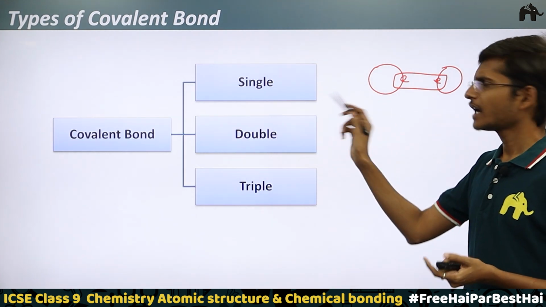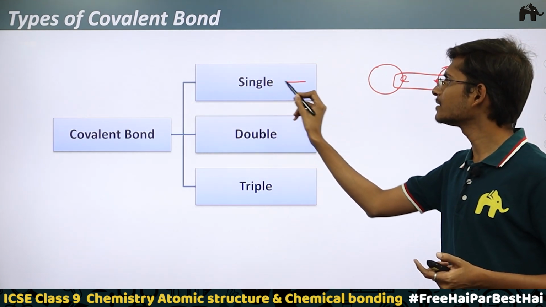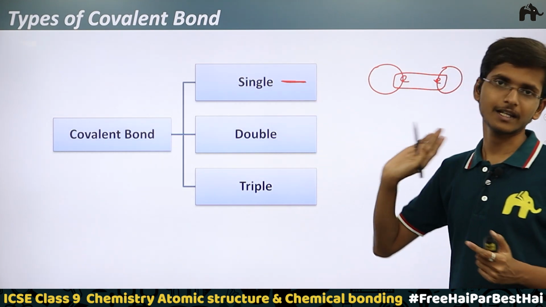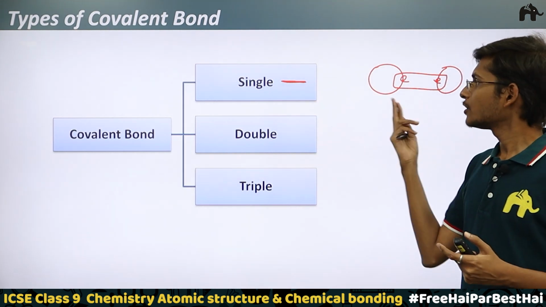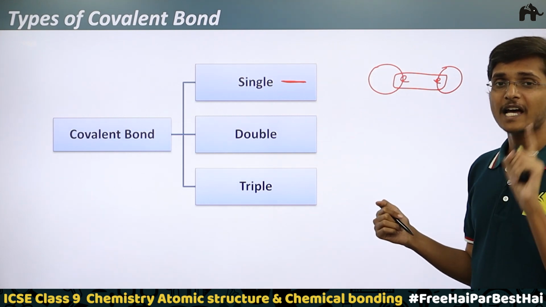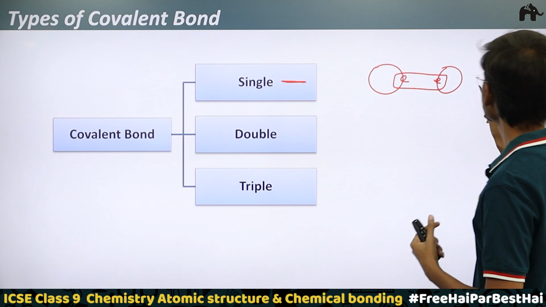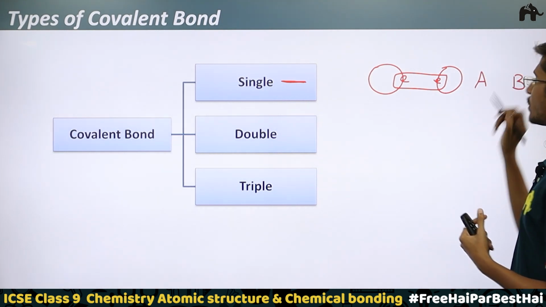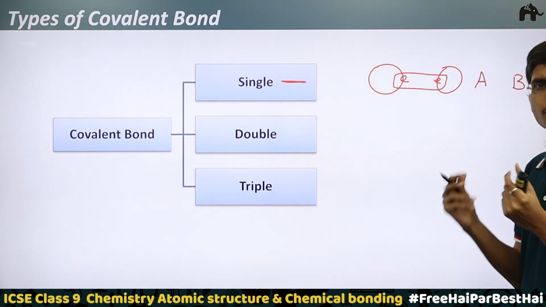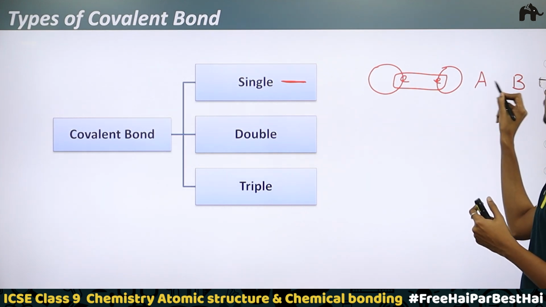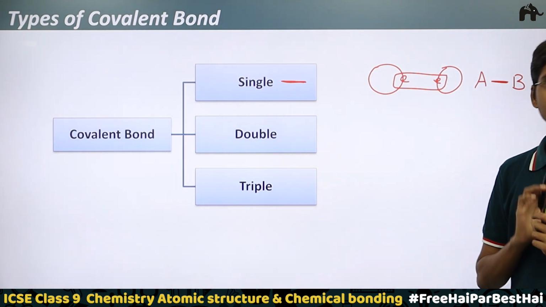Clear? Very simple. And we denote this by a simple single horizontal line. So suppose atom A and atom B have a single covalent bond, then how will I show it? Between A and B, I will just show a single horizontal line.